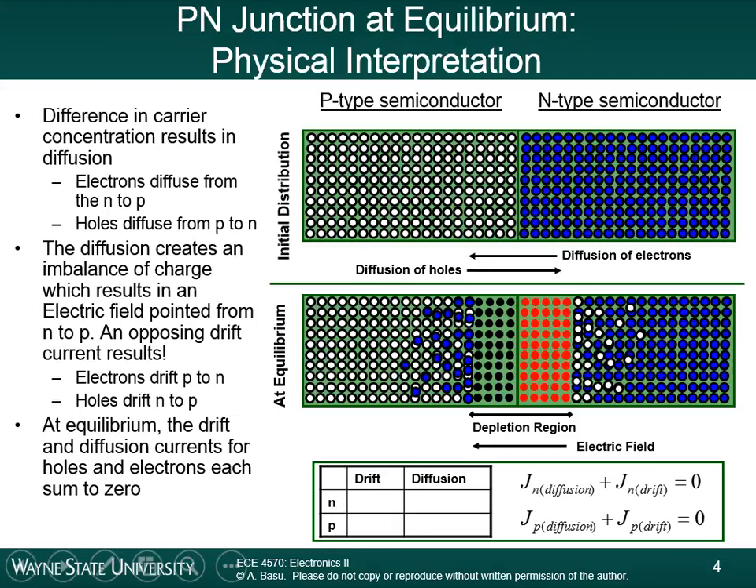So this region where a lot of diffusion is happening, where the electrons have left and the holes have left, this is called the depletion region. It's called the depletion region because it is depleted of mobile carriers. It's depleted of electrons and holes. What's left behind is just these positively charged ions and negatively charged ions.